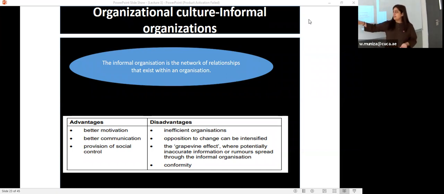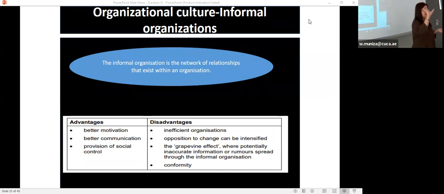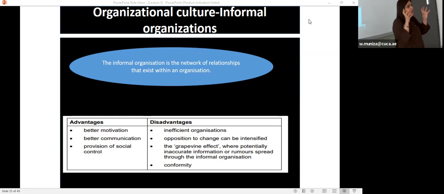Then the grapevine effect, where potentially inaccurate information or rumors spread through the informal organization. You know what a grapevine is? Have you seen the plant of grapes? It's a kind of vine, a kind of web. One branch is going like this, another branch is going like this, and so many branches create a form of a cage, a form of a web. So this happens in the case of the grapevine effect also. It happens in the case of informal organization.